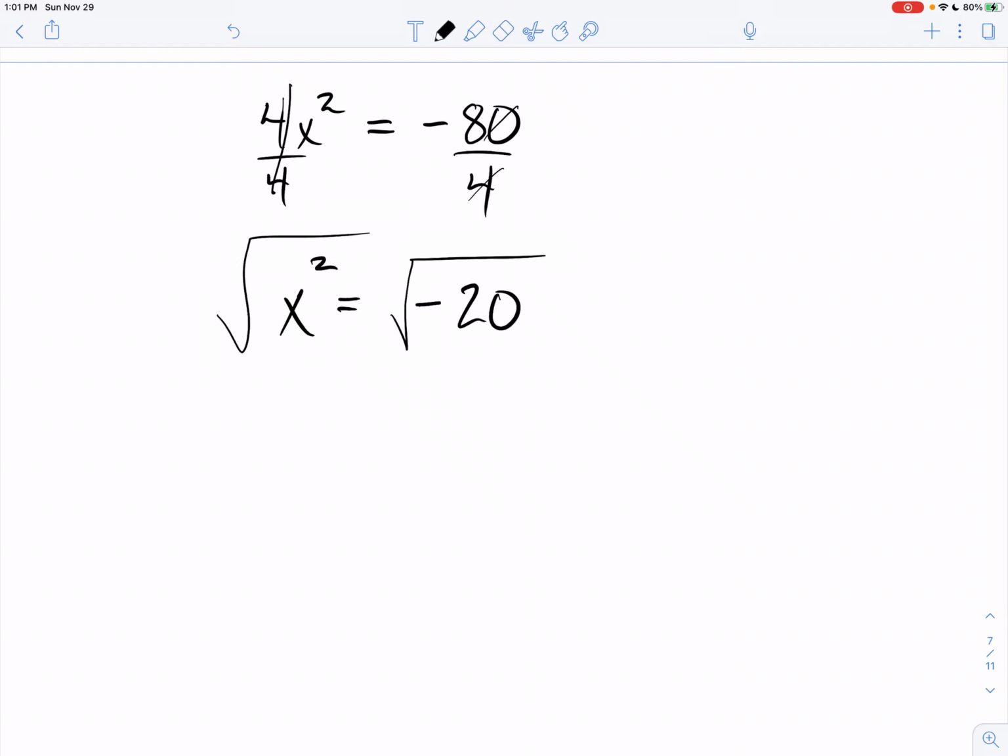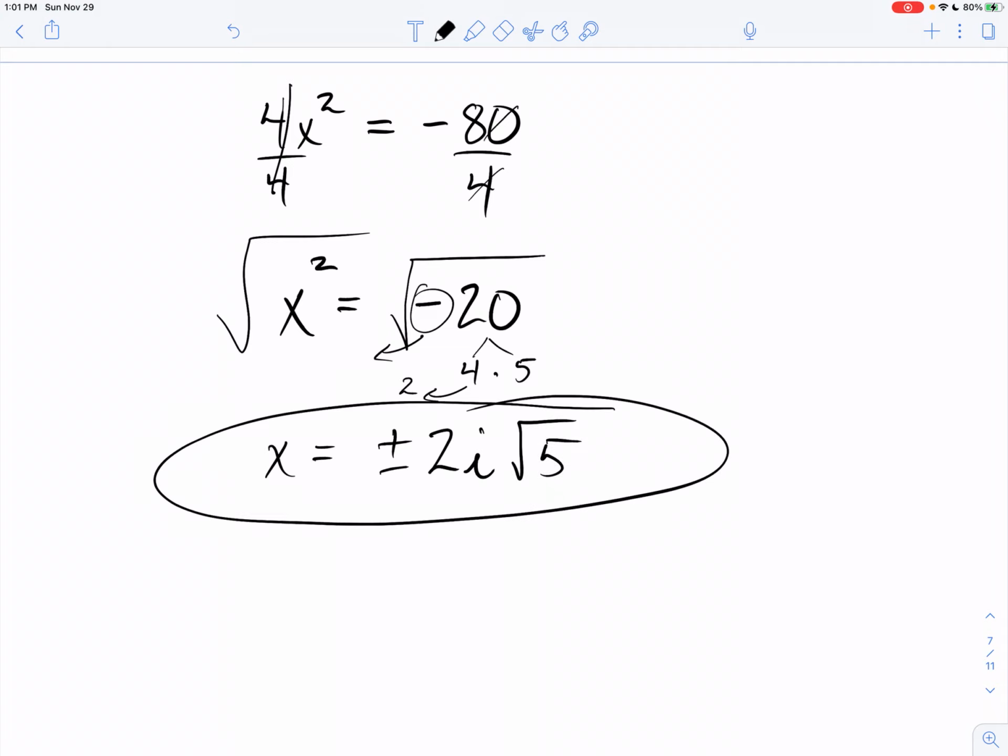Root. x equals plus or minus. Poke out your eyes. But don't forget, 20 has a perfect square living inside of it. You mean 2 times 10? No, I don't mean 2 times 10. That's crazy. How about 4 times 5? Right? You want a perfect square. What comes out? 2. So don't forget, you got a 2, you poked out your eye, and then you got a rad 5. And that is your answer.